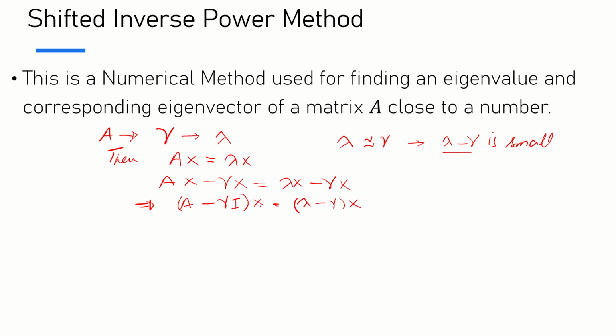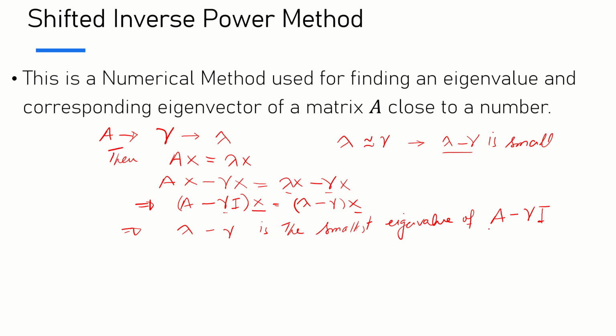Using the distributive law, we are taking x common from it, and as you see, A is a matrix, so there will be an identity matrix with gamma, whereas on the right side, lambda and gamma are both constants, they are scalars. So if we take x common, that will simply give you lambda minus gamma, and in this case we don't need to multiply these constants with the identity matrix. Because x is a vector, from this equation we can say that lambda minus gamma is the smallest eigenvalue of the new matrix, that is the shifted matrix, A minus gamma I.